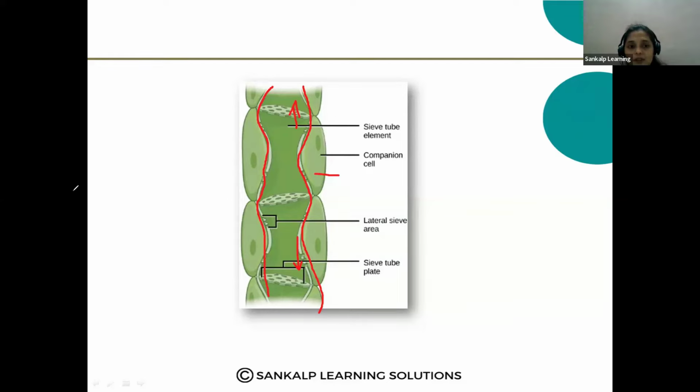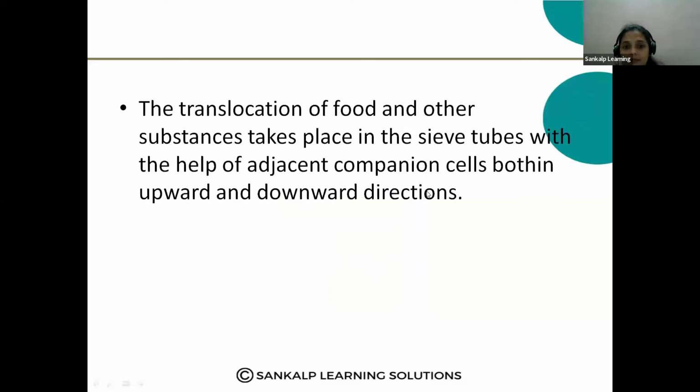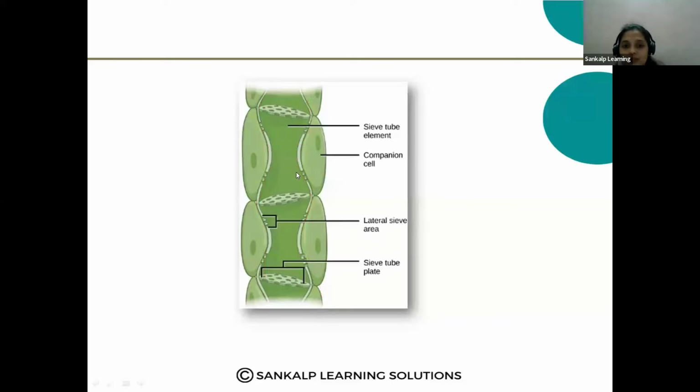So this is the structure of the companion cells. Translocation means transport of the soluble food products from one part to another part of the plant body. That takes place with the help of the sieve tubes. So these are the sieve tubes, and it happens with the help of the companion cells.